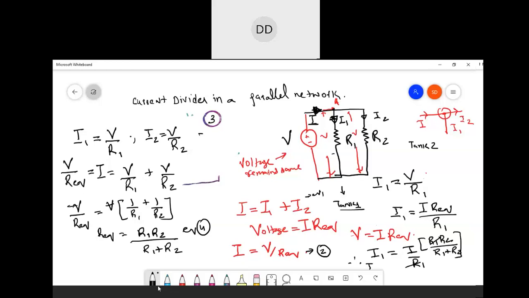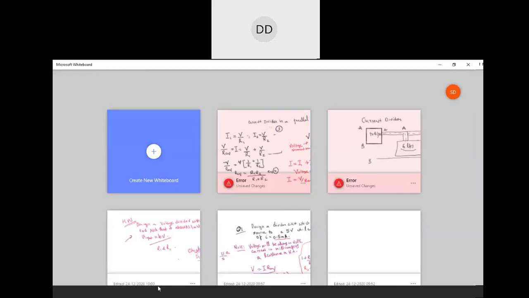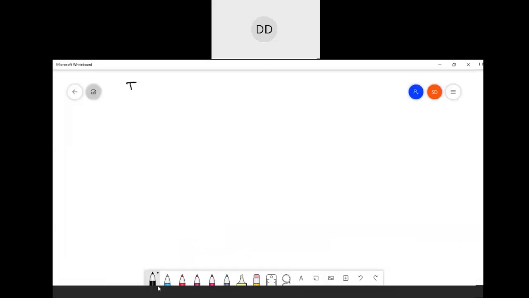Now, how do I write the value of I1? I1 is equal to I into R2 divided by R1 plus R2. So this is the value I got from these equations for the current division: I1 is equal to I into R2 over R1 plus R2.